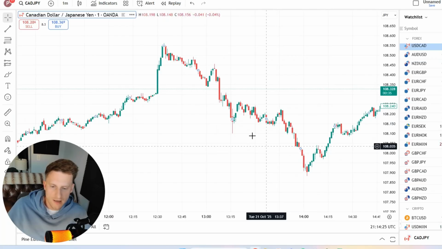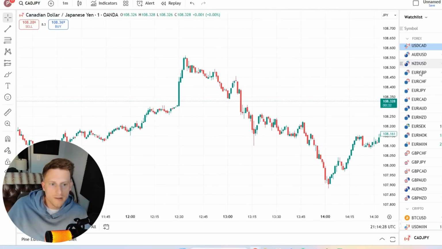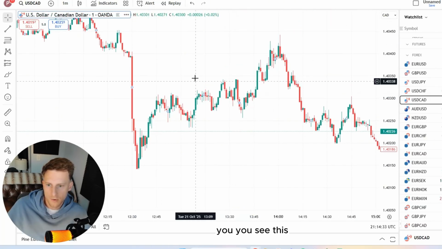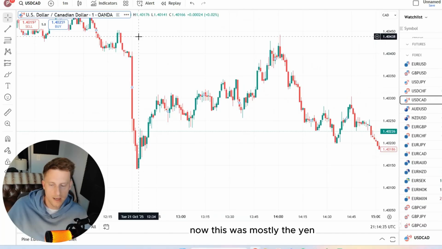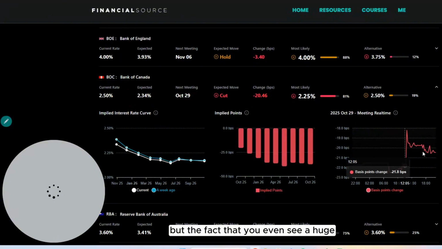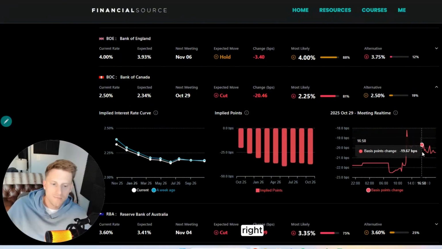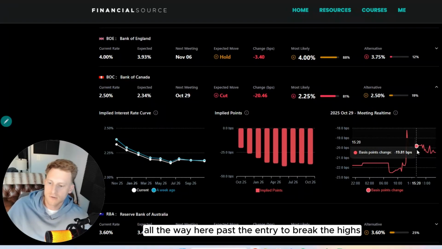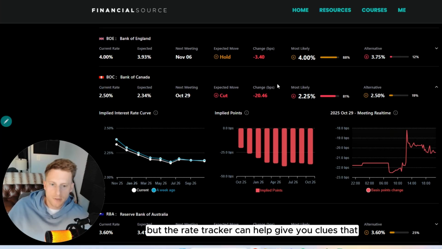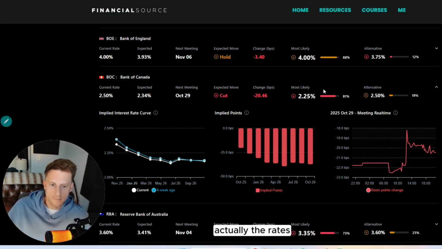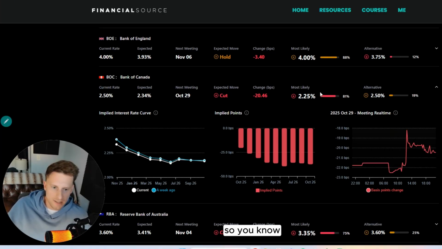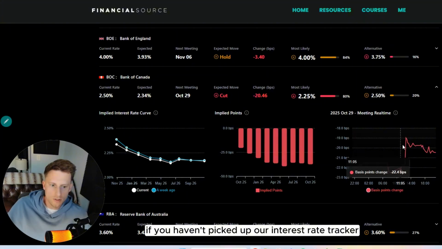Now, this was mostly the yen, I'll give you that for sure. But the fact that you even see a huge pullback in the dollar CAD, all the way here past the entry to break the highs, a lot of people would have put their stop right above here, right? But the rate tracker can help give you clues that actually the rates market doesn't think that this is super significant. So if you haven't picked up our interest rate tracker, go try it out. It's really incredible to help you around risk events. It's going to help you around central bank speakers, anything that can move the rates market.